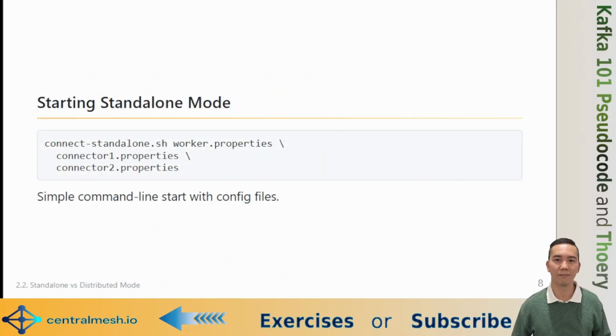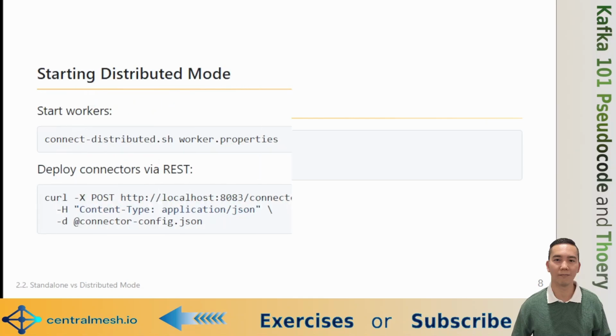To run standalone mode, you start a single worker process and provide both the worker configuration and connector configurations. The worker loads everything at startup and immediately begins processing. There is no external management layer here. Everything is defined upfront in configuration files.